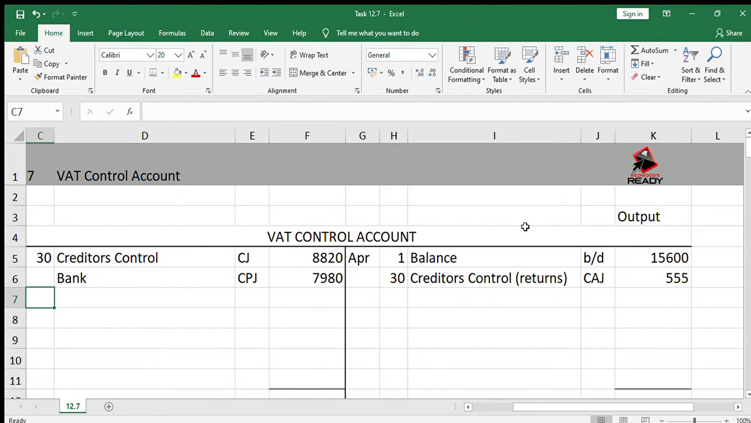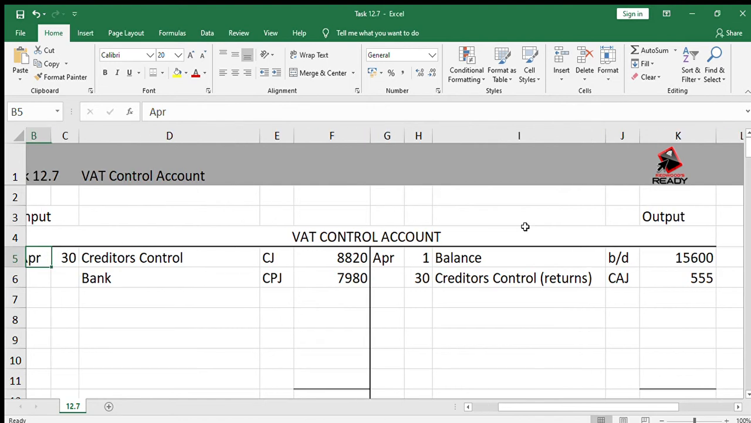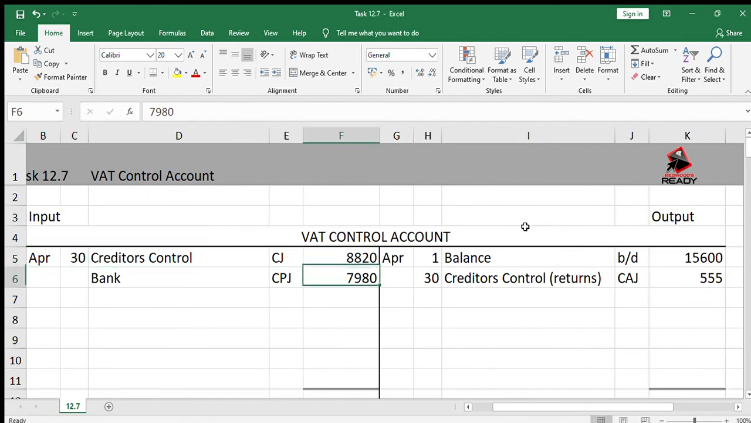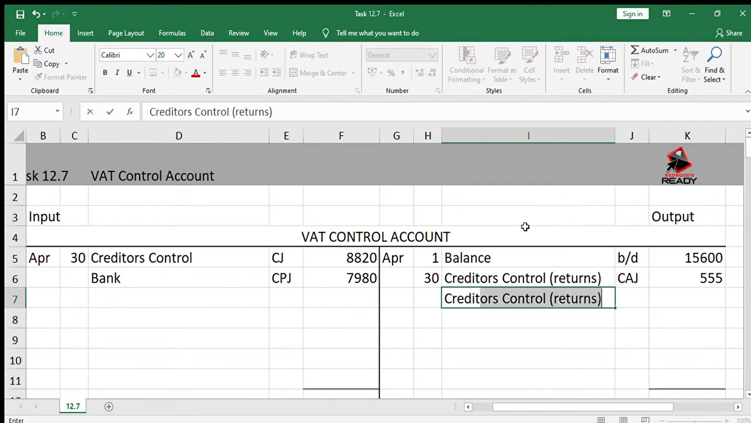Okay, then E, paid 55,000 to creditors on account and received a cash discount of 5130 for early settlement of accounts. When we bought the goods from the creditors, we regarded it as VAT input and put it on the debit side. When we get a discount from our creditors, we're going to put it on the opposite side, so it's going to be on the credit side. Our details will be creditors control, and this time in brackets you can write discount.